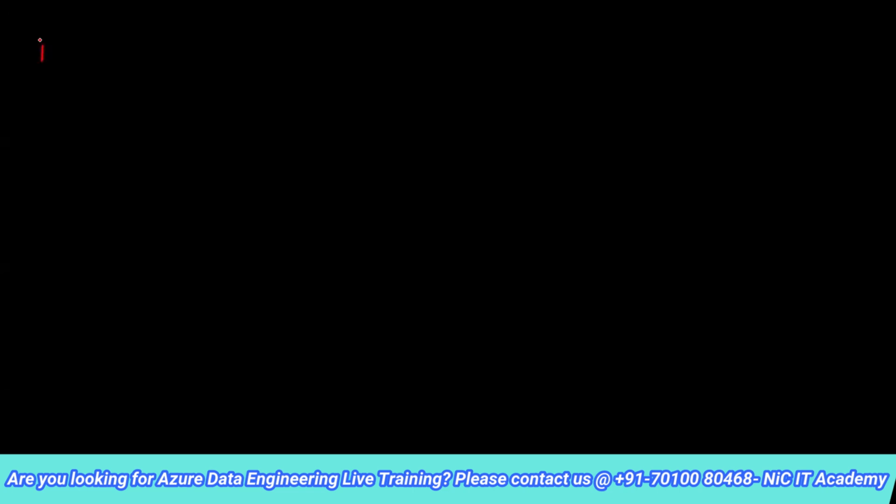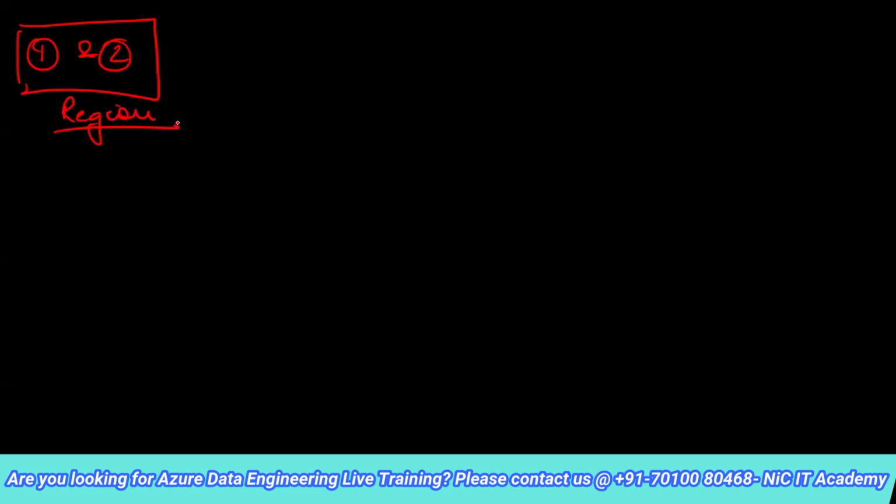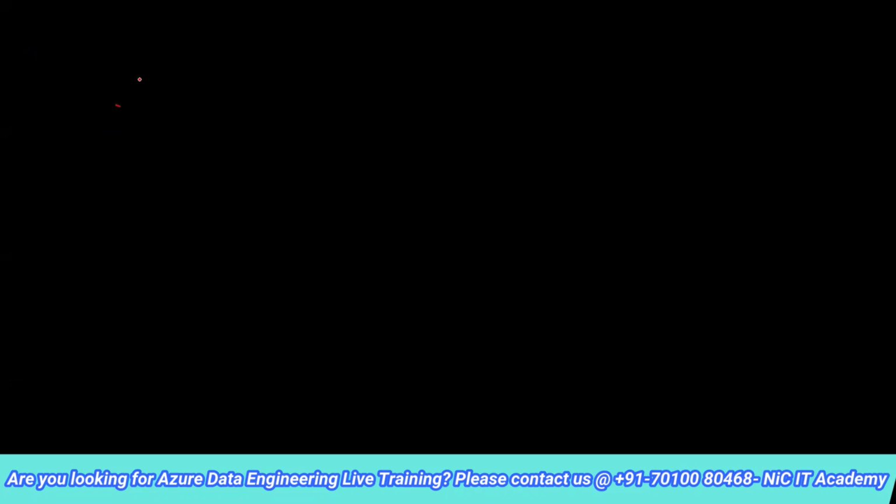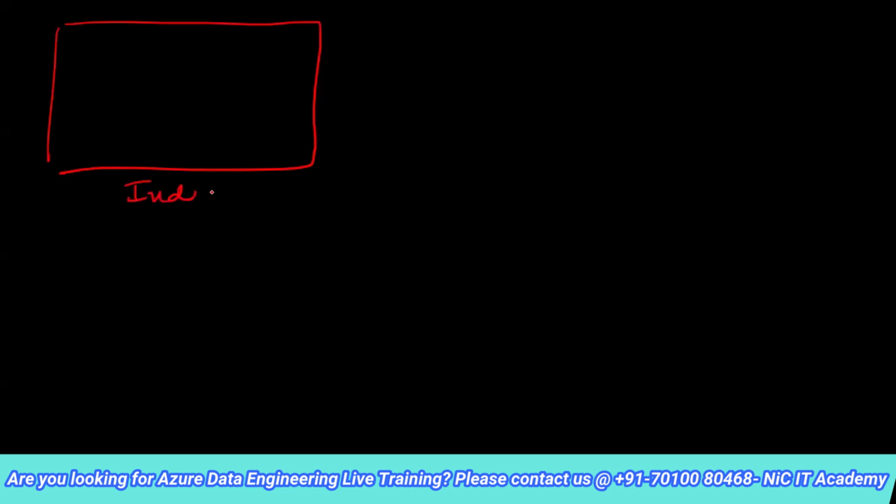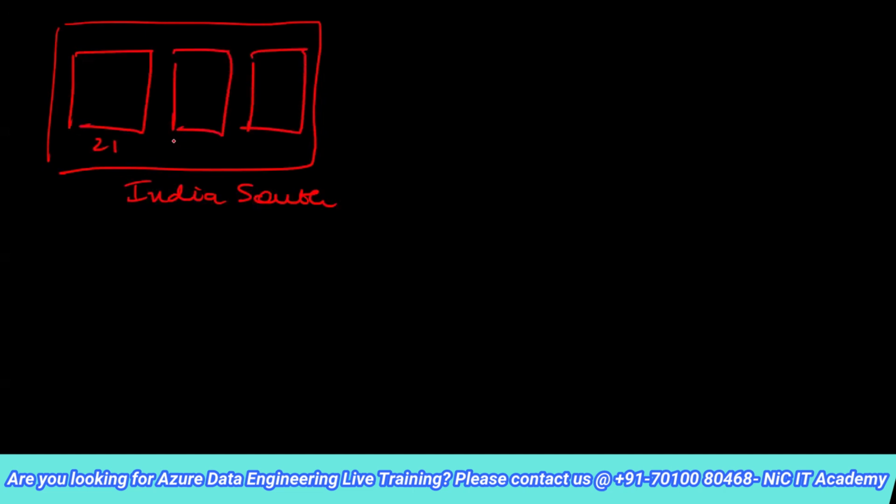Both the solutions, 1 and 2, whatever you saw was within a region, yes or no? Either I create three copies in the same zone or I create one copy each in three zones. We were in the same region. Let's say, for example, India South in Chennai. It has a region. We call it India South. And it has three zones like this: Z1, Z2, Z3.